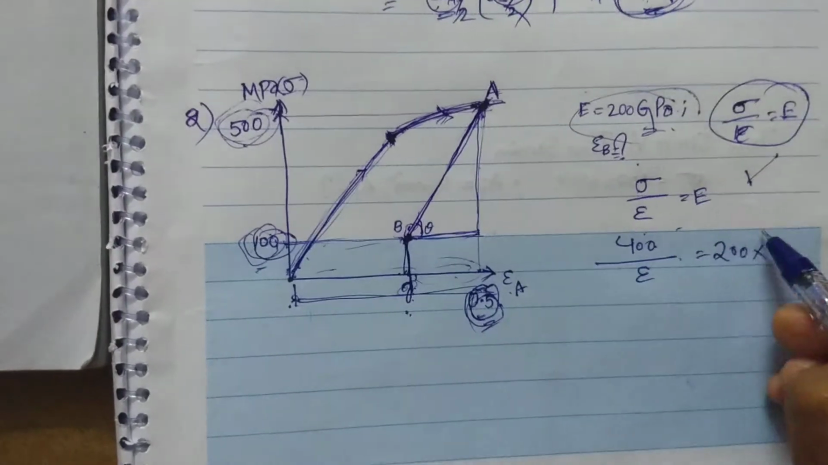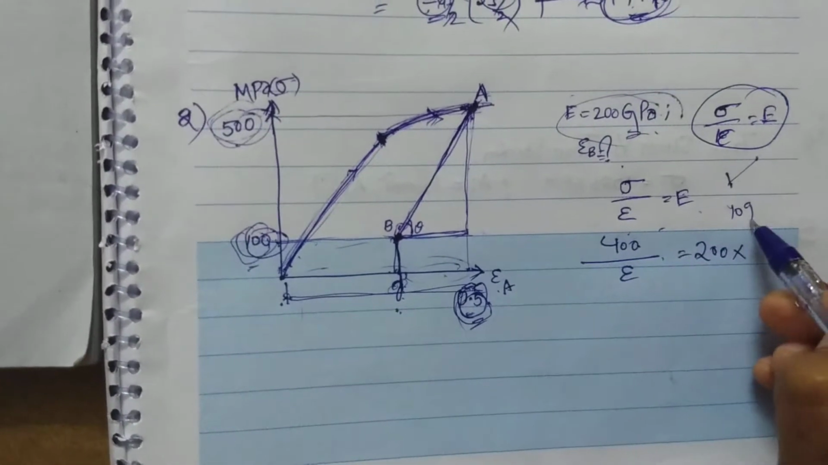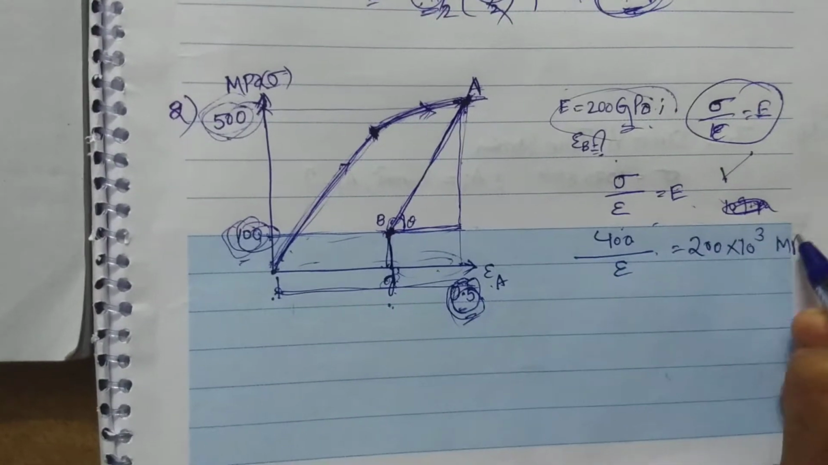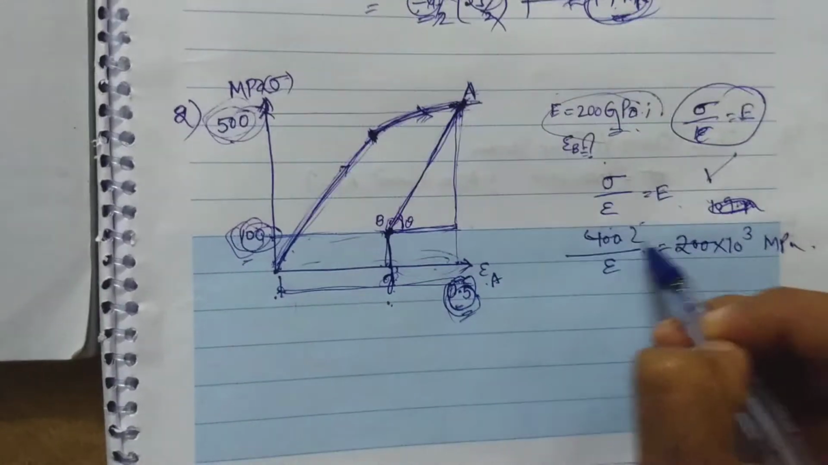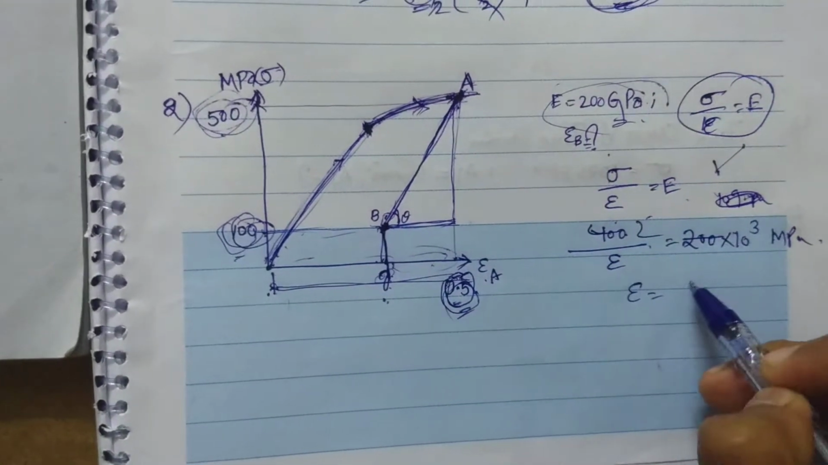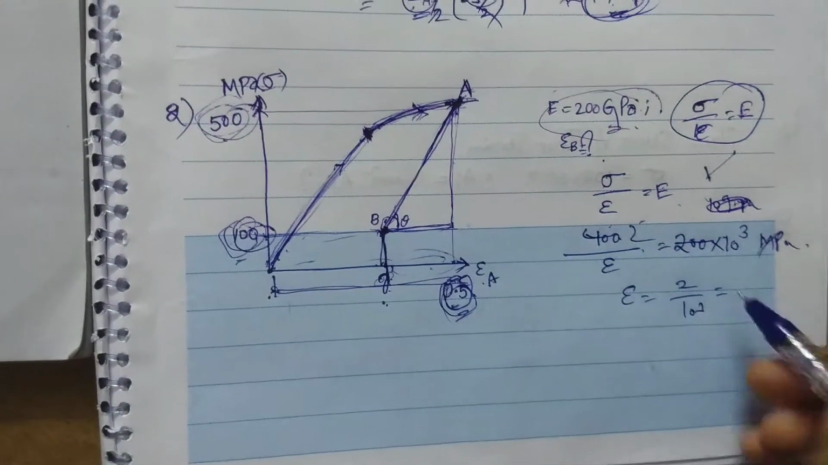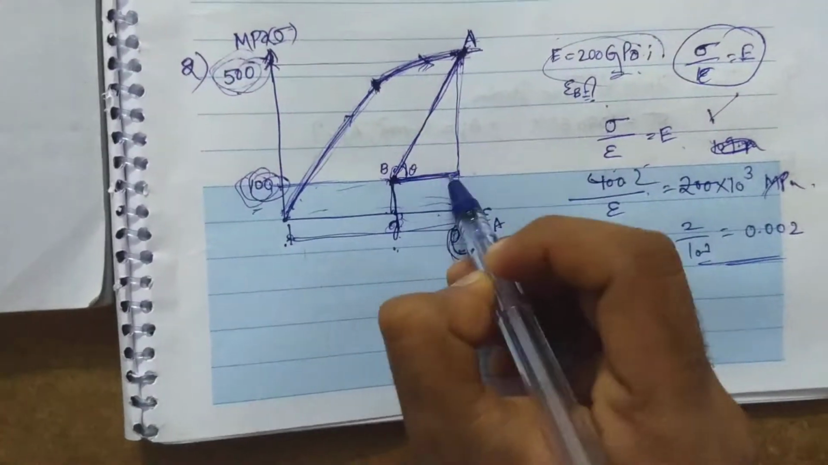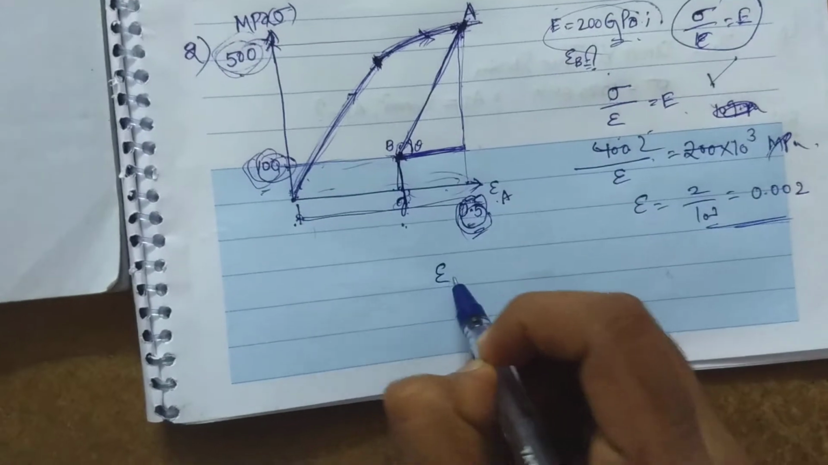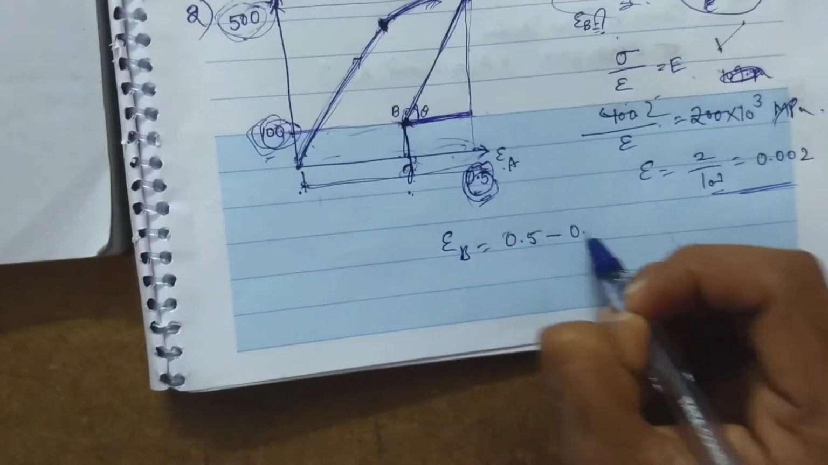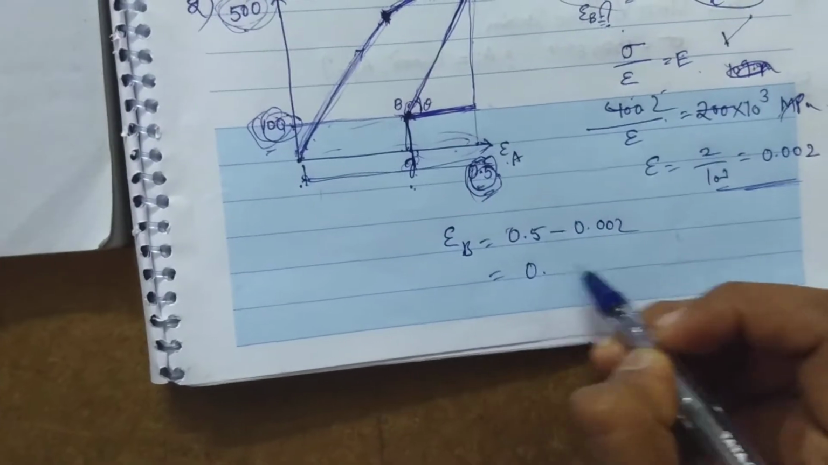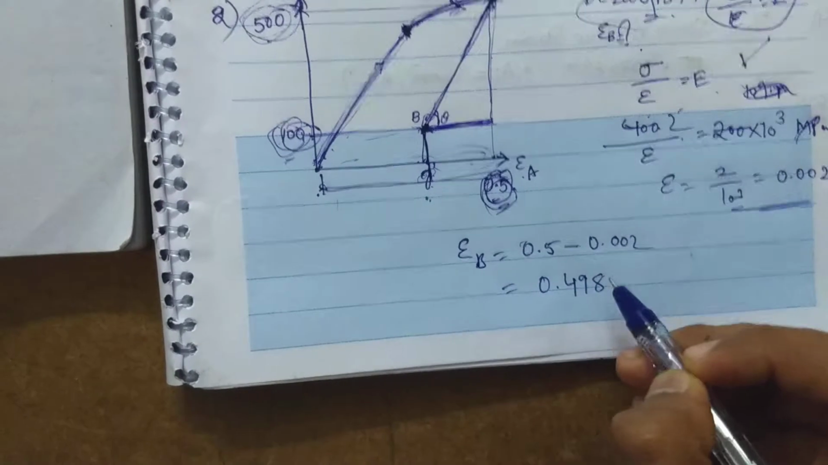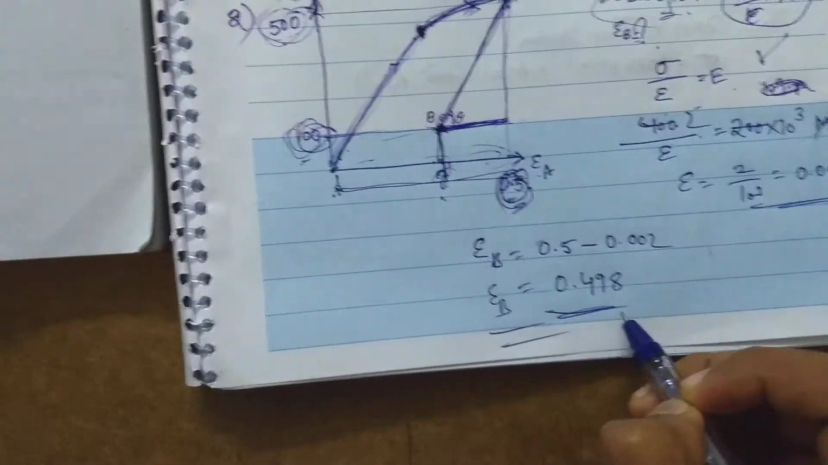Because stress is in megapascals, if we convert that, gigapascals is 10 power 9 pascals, right? Megapascals means 10 power 6, so into 10 cube megapascals. 200 into 10 cube. So strain is 2 by 10 cube, meaning 0.002. This is the strain corresponding to this length. Now strain at B is 0.5 minus 0.002, which is 0.498.